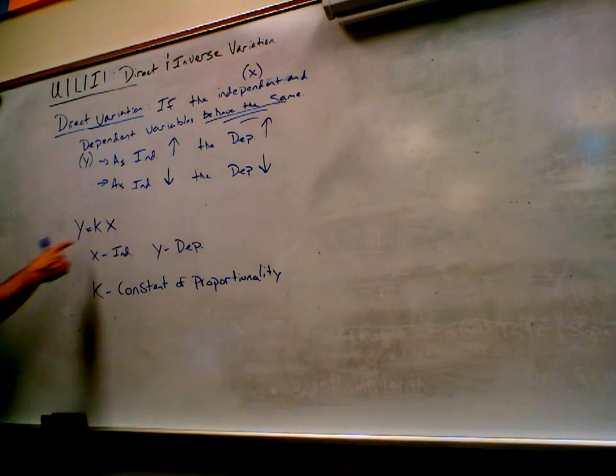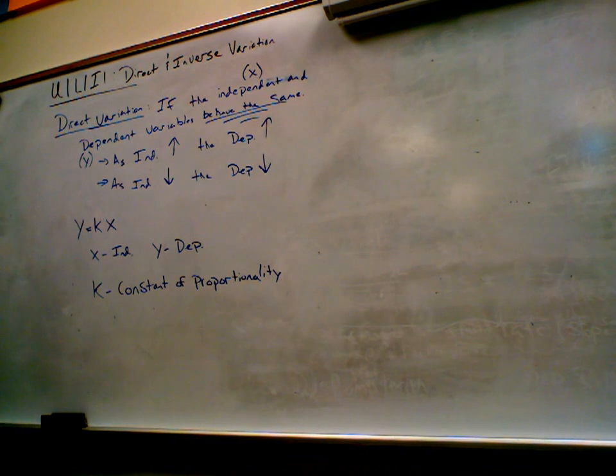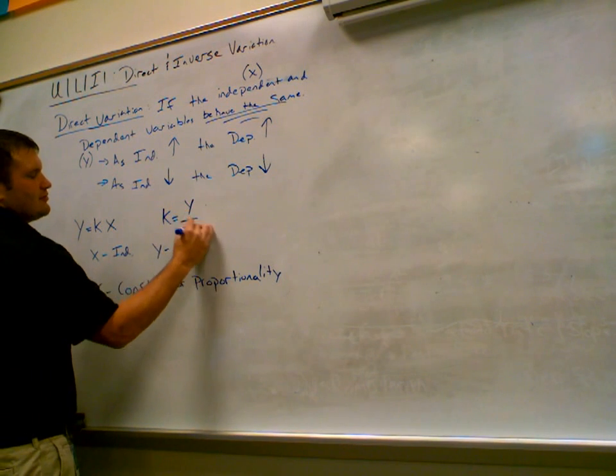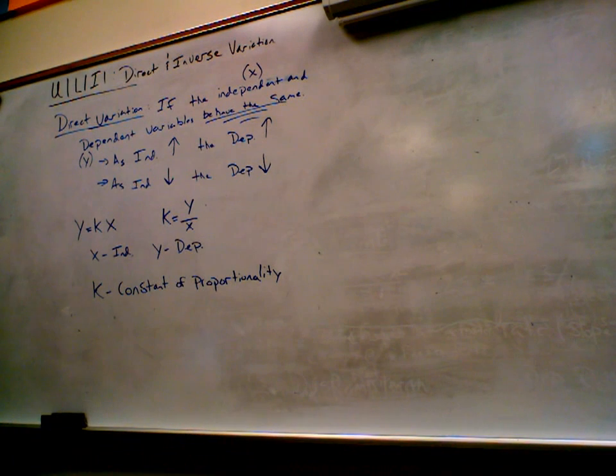Okay, it's being multiplied, right? So what should I do, Selena? Divide both sides by x. If I divide both sides by x, we end up with this. Right? You guys see that?